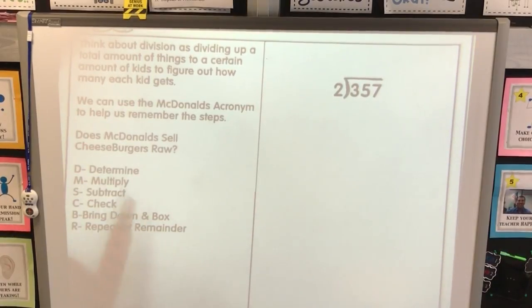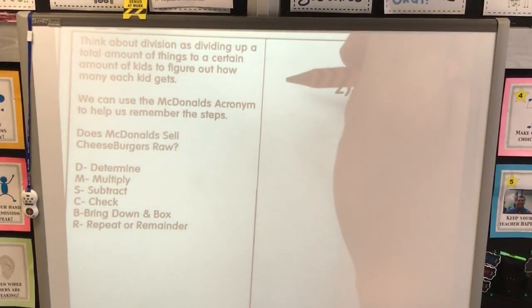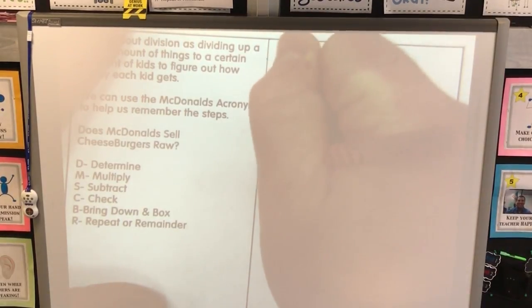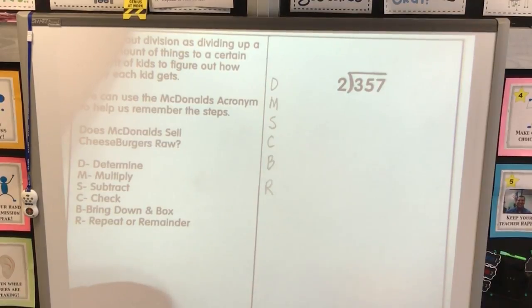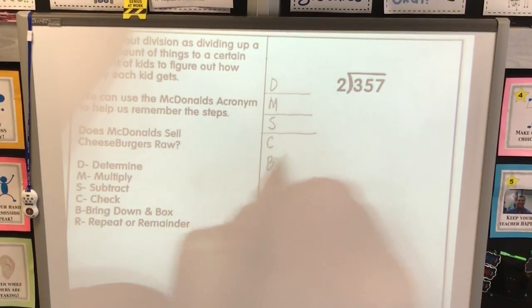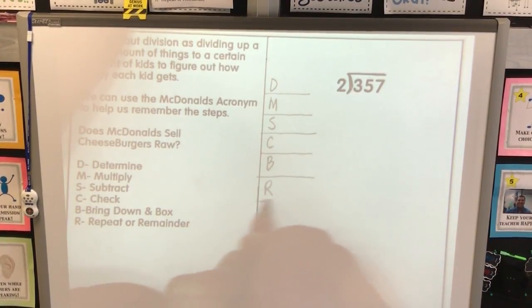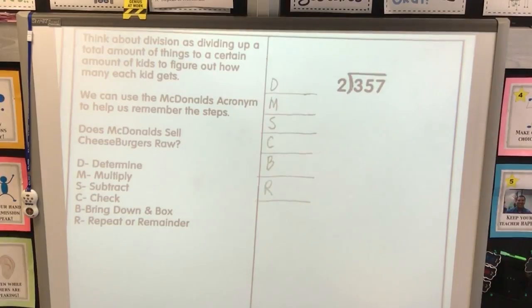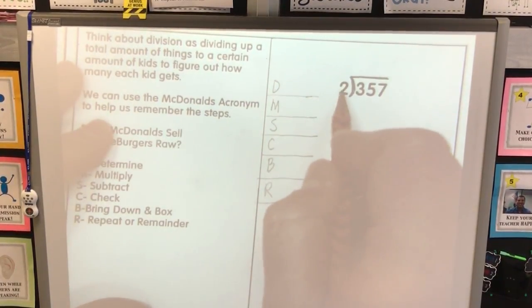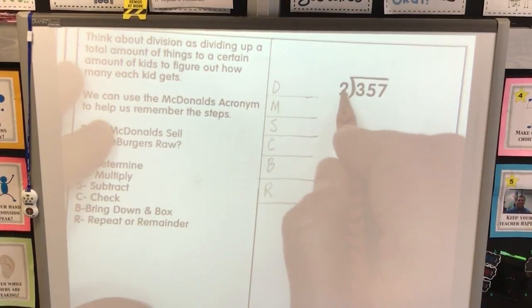So we're going to say the Does McDonald's sell, and you can see that's written right here also. Ready? As we say it, write it on your paper. Ready, steady, go. Does McDonald's sell cheeseburgers raw? Once we do that, so we're organized, draw your horizontal lines. Don't go into your workspace though, so that we can put our check mark to check off each step as we go. Again, this is just a strategy so that you can stay organized. All right, so next, we're going to go through those steps. So determine. We're going to start with this 2 and determine 2 times what?